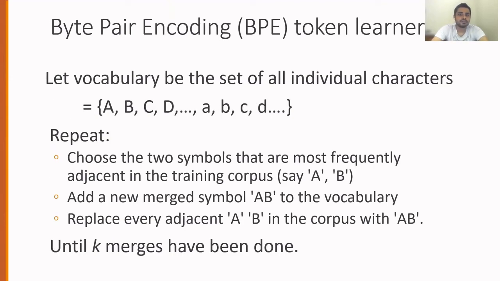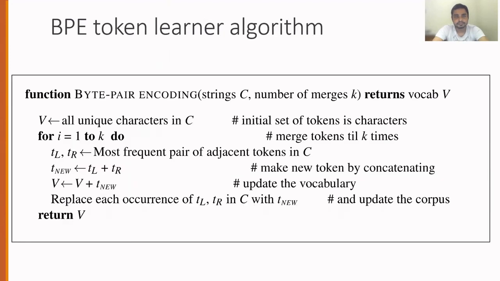Now let's look at the BPE token learner. Let the vocabulary be the set of all individual characters. This is the initial set of the vocabulary. Now we'll repeat the following steps. Choose the two symbols that are most frequently adjacent in the training corpus, say A and B. Add a new merge symbol AB to the vocabulary. And finally, the last step is to replace every adjacent A B in the corpus with the combined AB. We'll run this until k merges have been done.